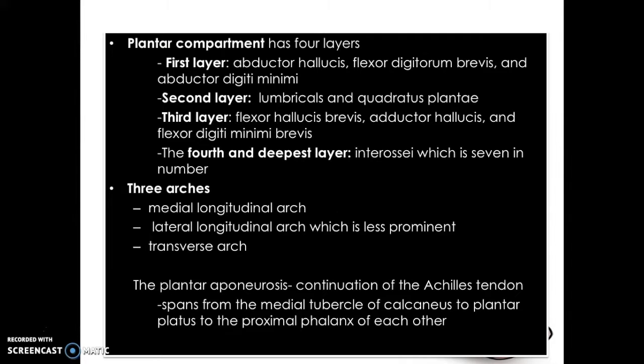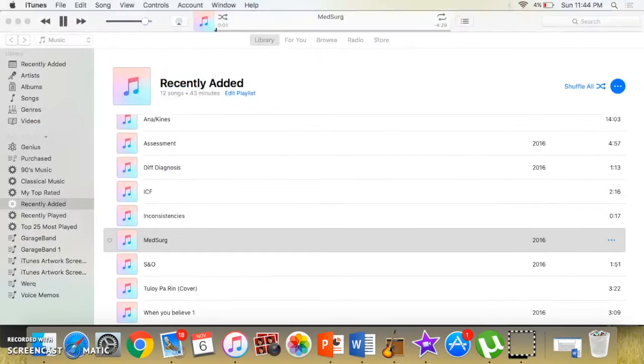The only muscle found in the dorsal compartment of the foot would be your extensor digitorum brevis. So, in the plantar compartment, in the first layer are the abductor hallucis, flexor digitorum brevis, and abductor digiti minimi. In the second layer are the lumbricals and quadratus plantae. In the third layer are the flexor hallucis brevis, adductor hallucis, and flexor digiti minimi brevis. In the fourth layer are the 7 interossae.